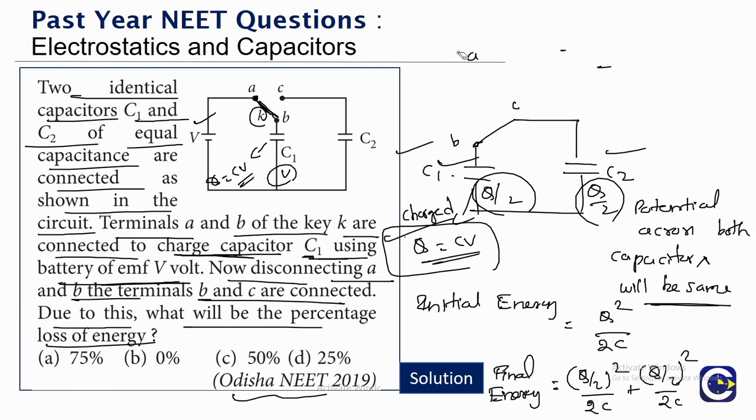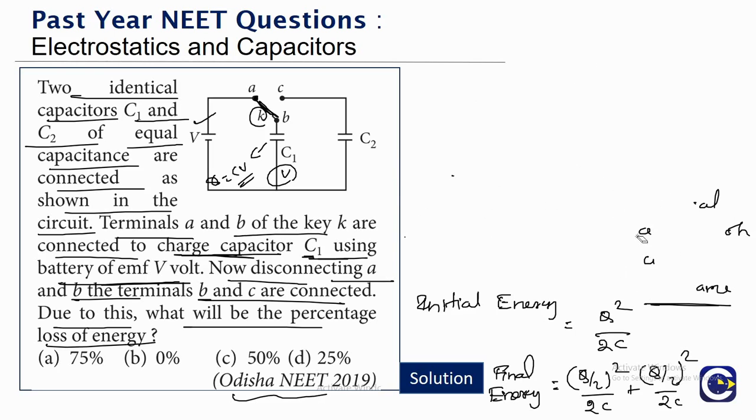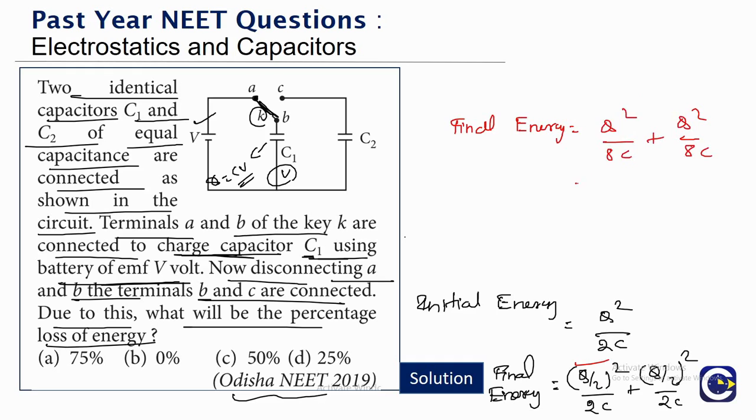Now that's it, we have got the answer. We are trying to relate the initial energy to the final energy. Initial energy is Q square by 2C, and it will be only on the first capacitor. Finally, energy will exist on both capacitors because both are charged now. Q by 2 whole square means Q square by 4. So the final energy will be equal to Q square by 8C plus Q square by 8C. How much is it? Q square by 4C.